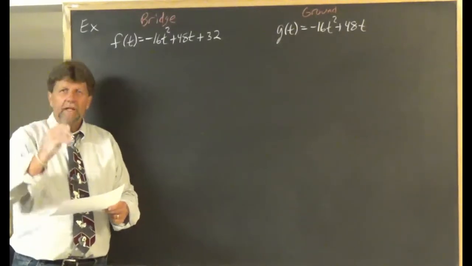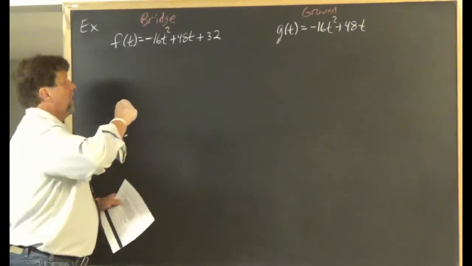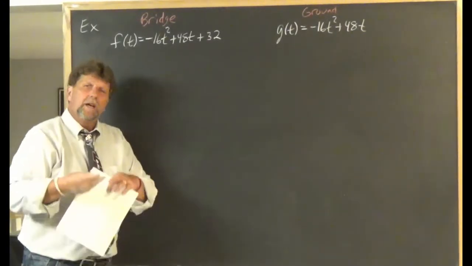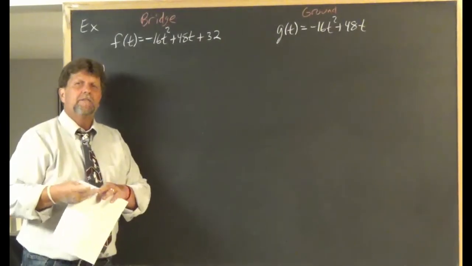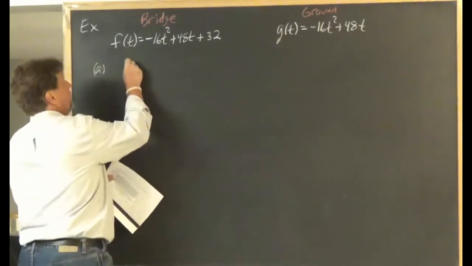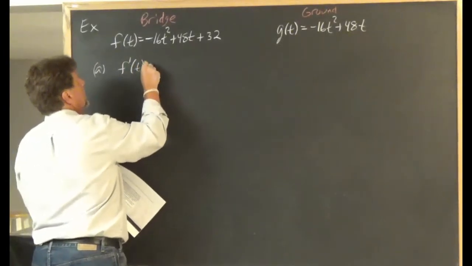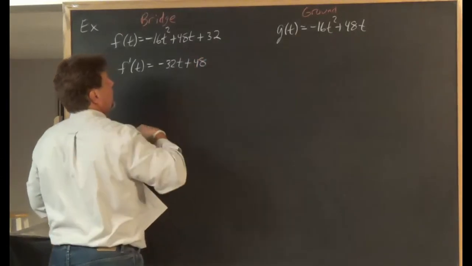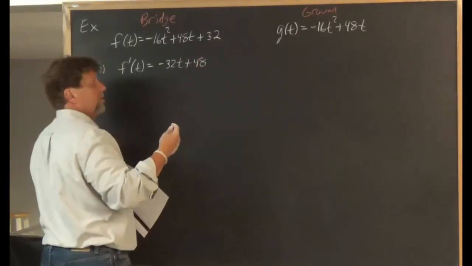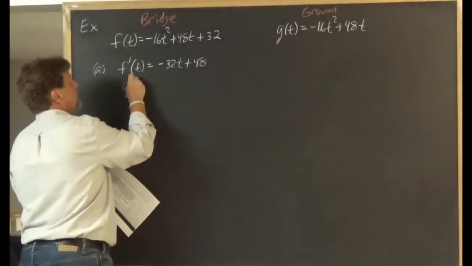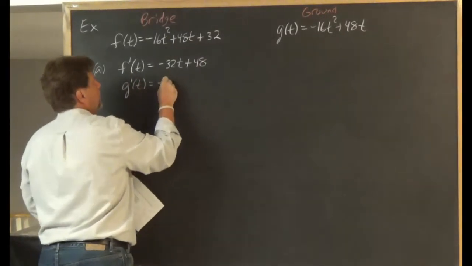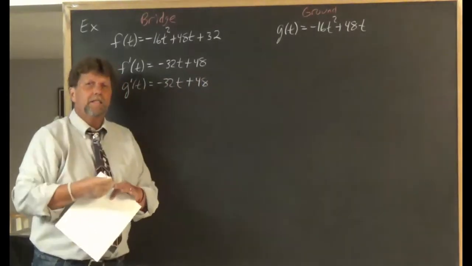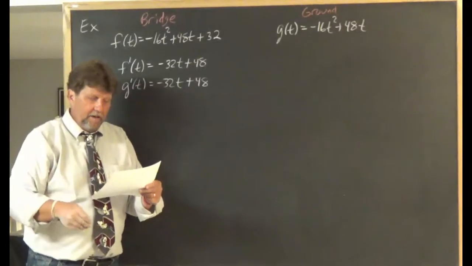So remember, at a high point, the velocity would be 0. So for part A, we need to get the derivative of the position function, because the derivative of the position function gives us velocity. So for the bridge, the derivative is negative 32t plus 48. For the stone that was thrown from the ground, the derivative is negative 32t plus 48. Identical velocity functions. So we can see they are the same.